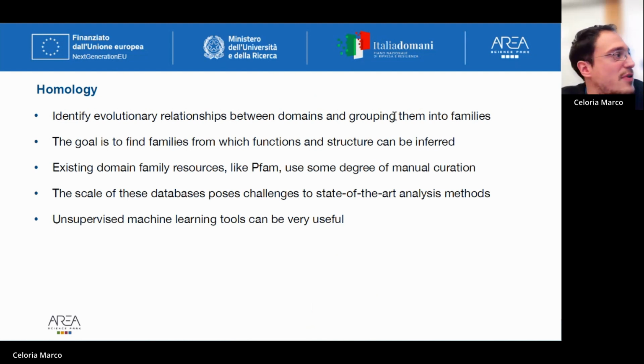Then I would like to introduce a couple more concepts, and the first and most relevant one is homology. So the idea is that we have sequences, we have structure, and we have functions of proteins in the organism, and we would like to identify what the functions of proteins are. To do that, the main concept is homology. What we want to do is to identify evolutionary relationships within the protein domains.